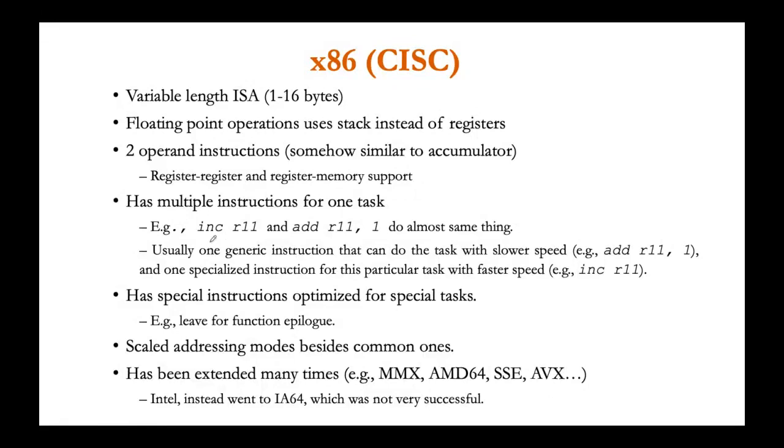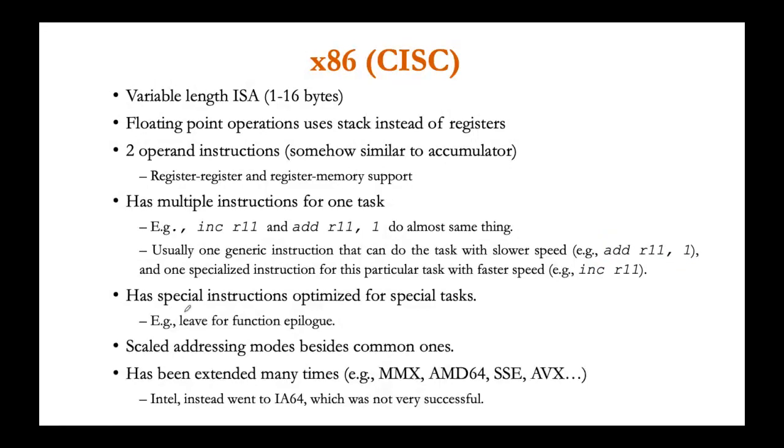For example, it can use increment R11 and add R11 plus 1. So the operation is the same: increment the register by 1, or add 1 to the register. They do almost the same thing. But usually one generic instruction can do the task with slower speed, because it needs to decode and execute. It takes slower speed compared to this one. This one is the faster one.